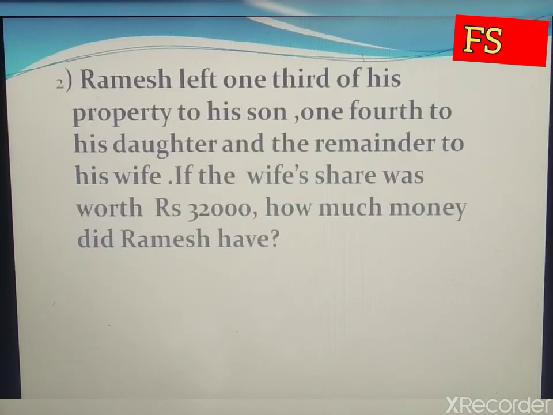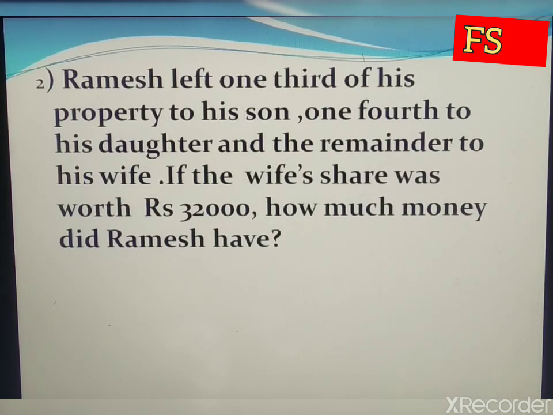Now we'll be seeing the next example. So example number 2 we are having. Ramesh left 1/3 of his property to his son. Now remember here that we are not having any values except only the one value of the wife's share. So Ramesh left 1/3 of his property to his son, 1/4 to his daughter, and the remaining to the wife. If the wife's share was worth rupees 32,000, how much money did Ramesh have? So here we are having only the value for the share of the wife, that is 32,000, and not of the son or the daughter.